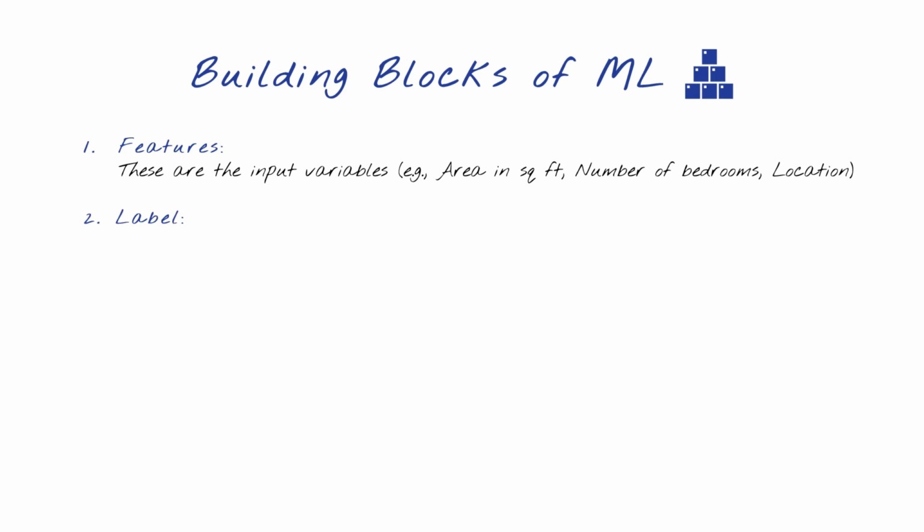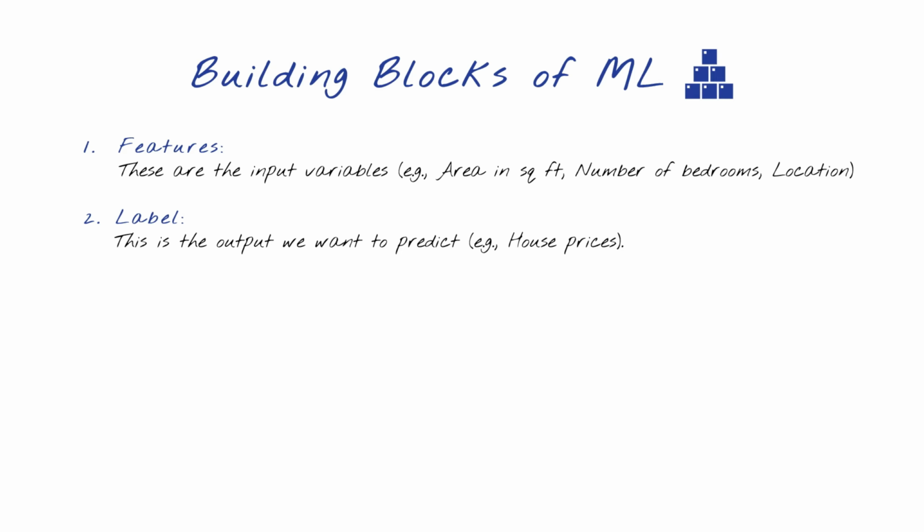Next, let's talk about the label. The label is what you're trying to predict. For example, when predicting house prices, the label would be the actual price of the house. While features provide the program with input, the label is the target the program is working to predict.